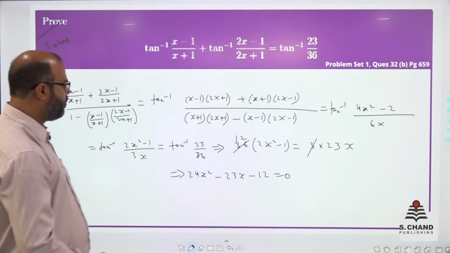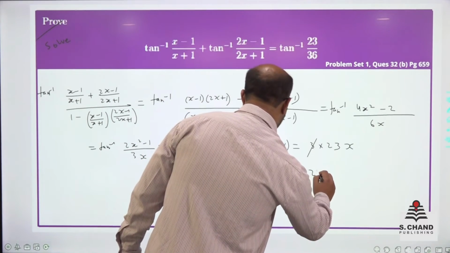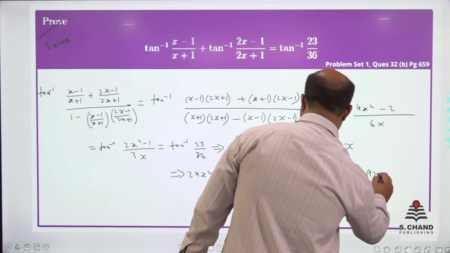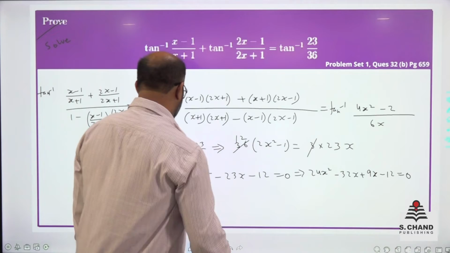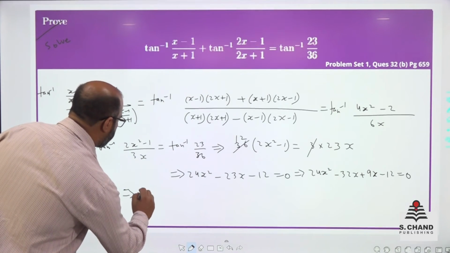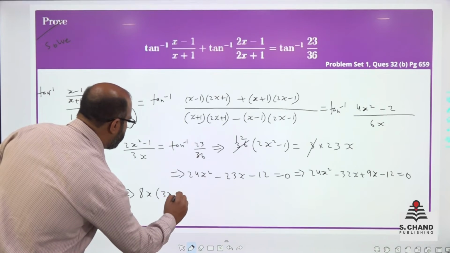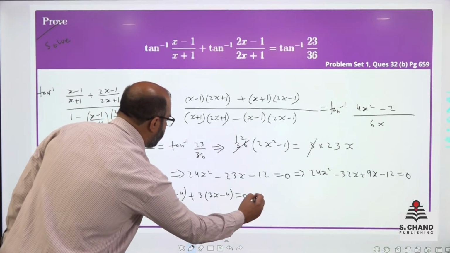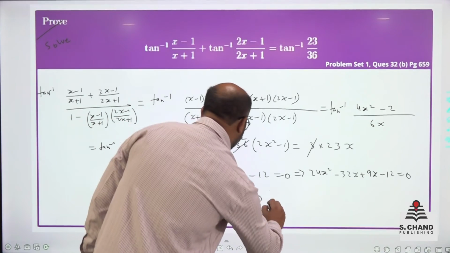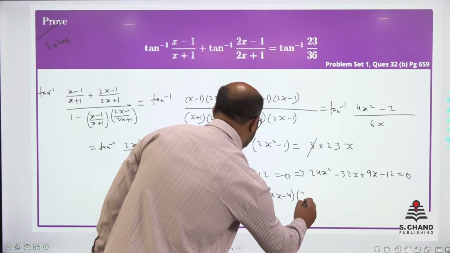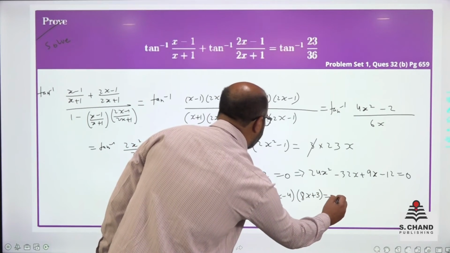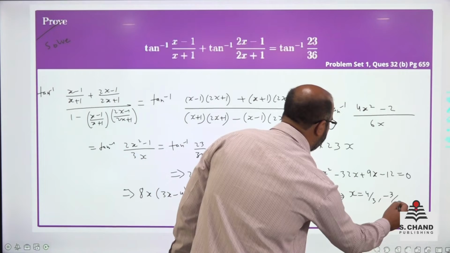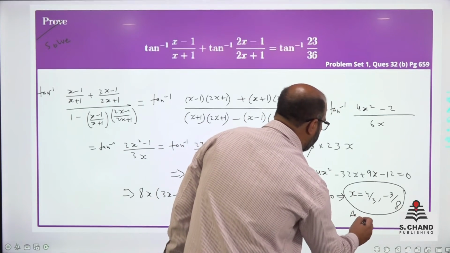Now let us simplify by middle term splitting. So this will become 24x² minus 32x plus 9x minus 12 equal to 0. So take 8x common: 3x minus 4, and there 9 common: 3x minus 4, equal to 0. So after this step, (3x minus 4)(8x plus 3) is equal to 0. So what are the values of x? 4 by 3 and minus 3 by 8. So these are the two answers which you will get.